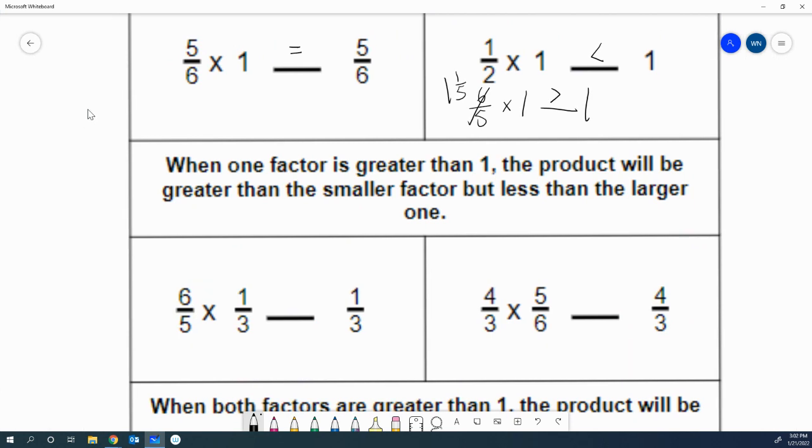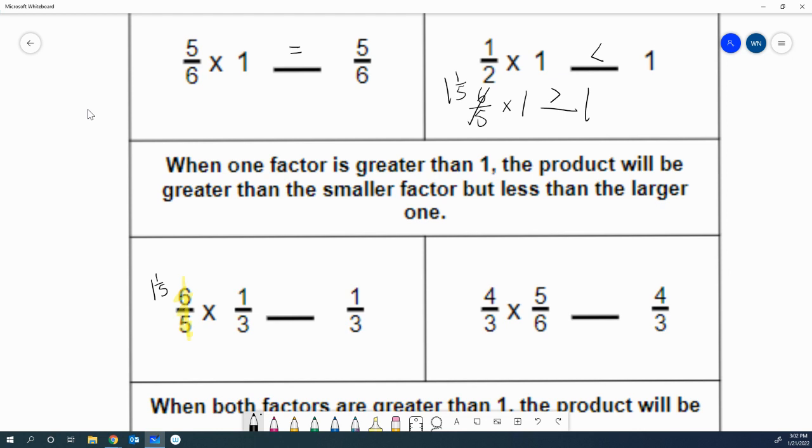When one factor is greater than 1, the product will be greater than the smaller factor, but less than the larger one. All right, that sounds like a lot. It isn't. Take a look down here at my factors. I see I've got 6/5. I know that that is greater than 1, because I know that 6/5 is really 1 1/5.